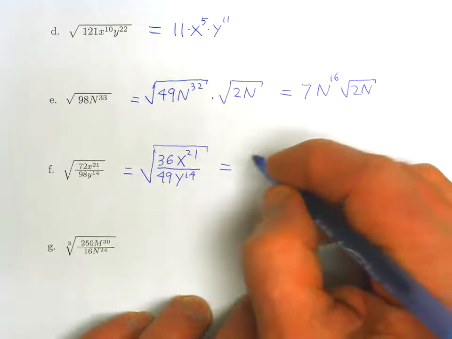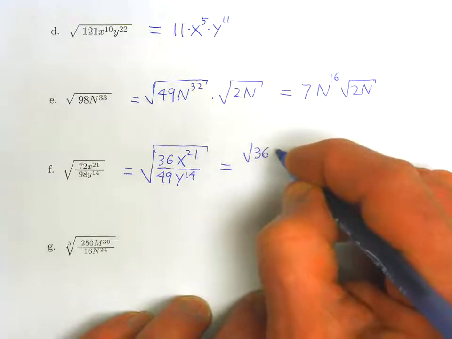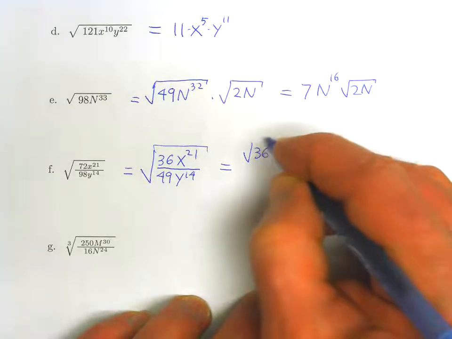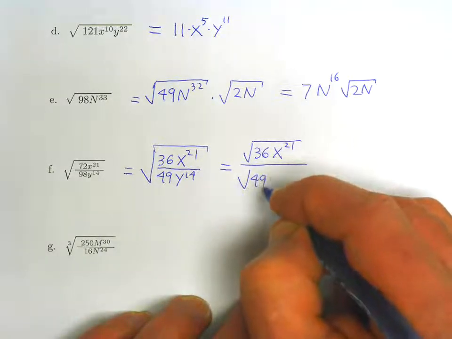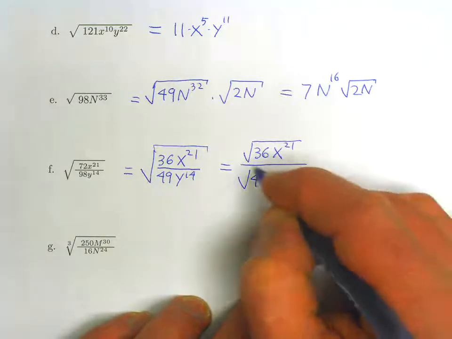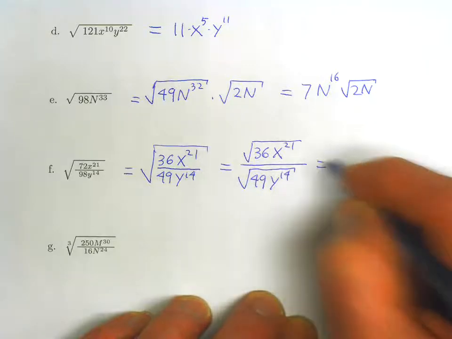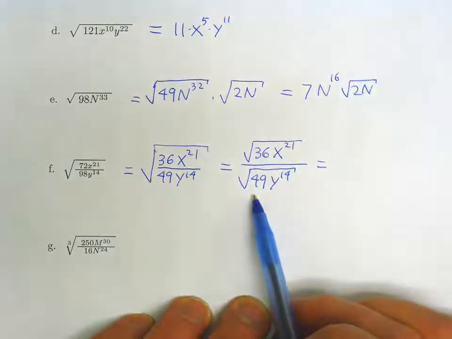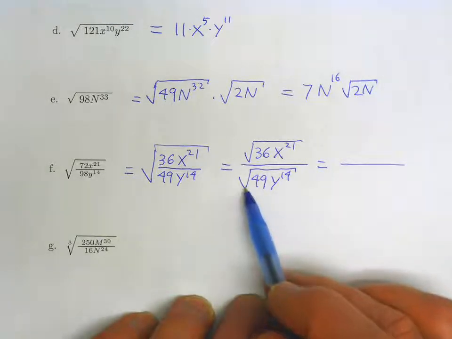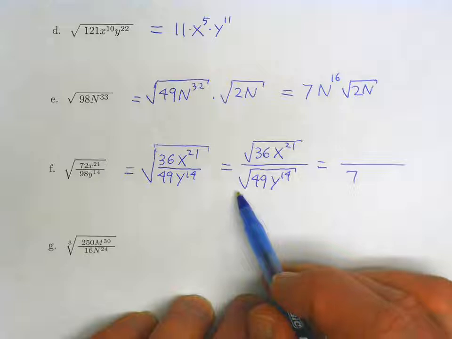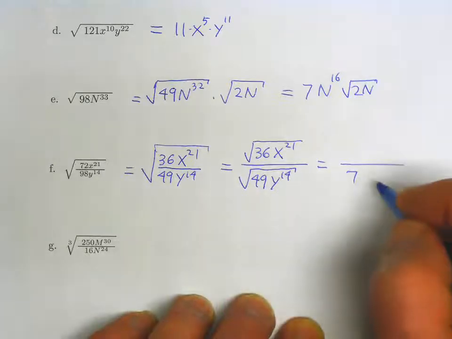Then we can write the numerator as the square root of 36x to the 21st over the square root of 49y to the 14th. And in the denominator, it's going to simplify completely without a radical. The square root of 49 is 7. The square root of y to the 14th is y to the 7th.